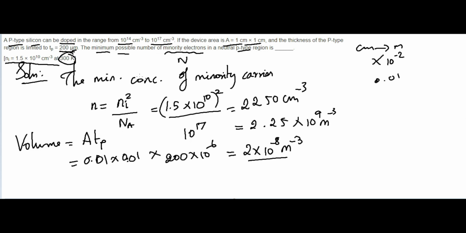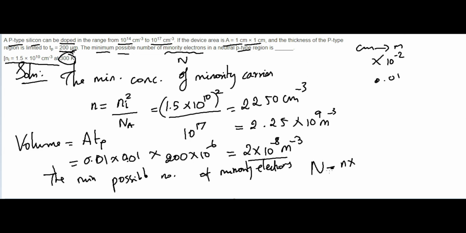So the final question, they have asked the minimum possible number of minority electrons. I can give you the formula: capital N is equal to small n into volume. Small n is equal to 2.25 into 10 power 9, into the volume I just found out, which is 2 into 10 to the power minus 8.